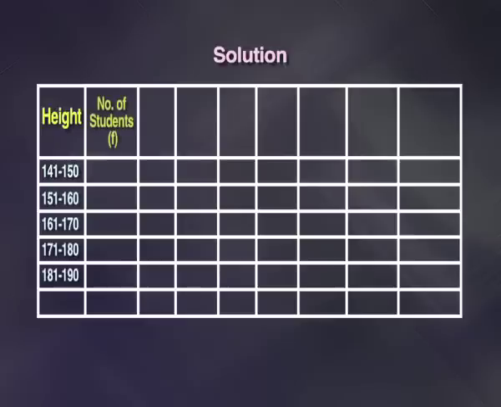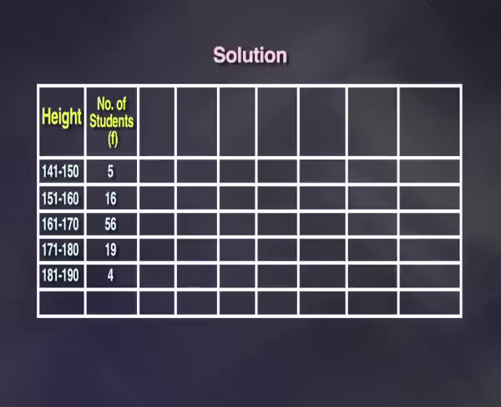We shall solve this by using moments and using the following table. In the table, the first column is the height that is given in the data, 141 to 150, 151 to 160 and so on. The second column represents the number of students, that is 5, 16, 56, 19, 4, which is again given in the data.